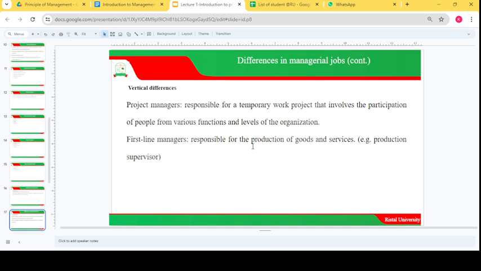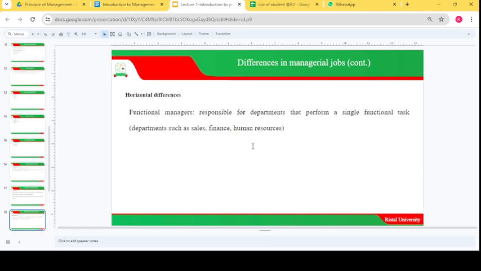And then we have the first line managers. They are responsible for the production of goods and services. For example, we have the production supervisor. And then under horizontal differences, we have the functional managers. So these are responsible for the departments that perform a single functional task. For example, we have departments such as the sales, the finance, and the human resource.